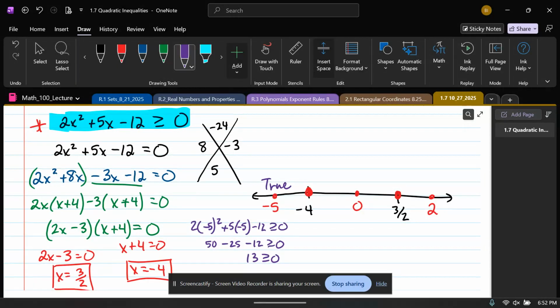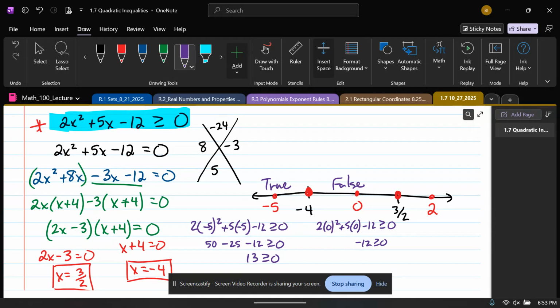And then the middle part, I'm going to plug in 0. That one's easier to plug in. So I have 2 times 0 squared plus 5 times 0 minus 12. So that's negative 12 is greater than or equal to 0. So this area is false. The middle part is false.